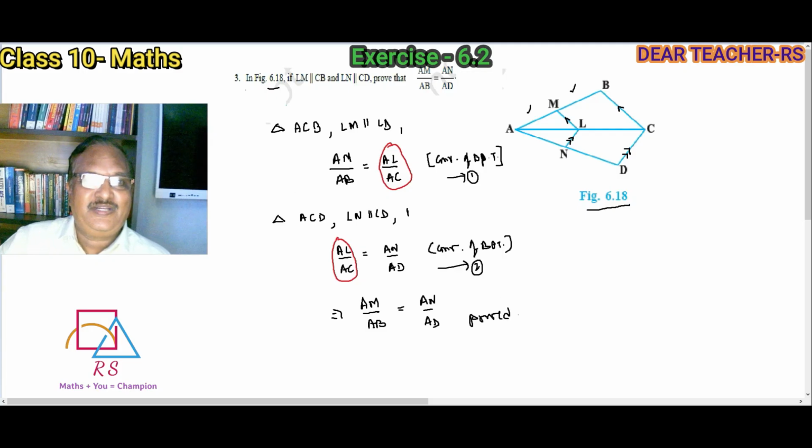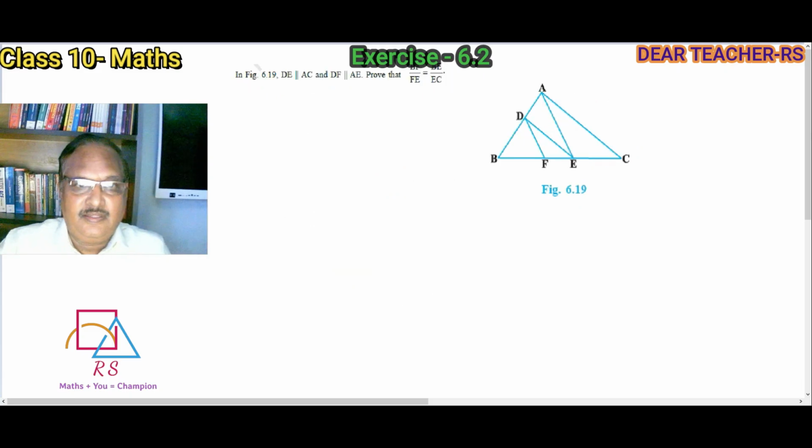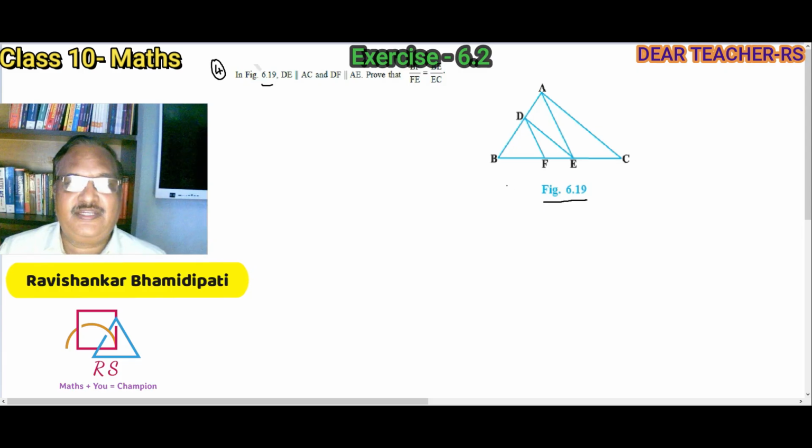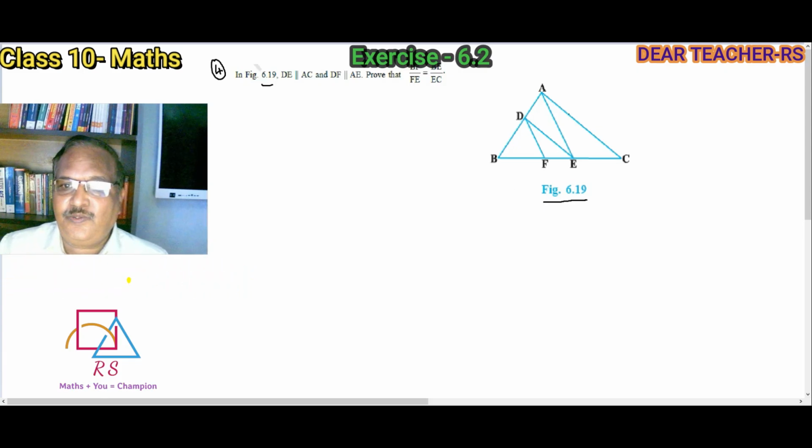Let us go to the next question. Question number 4 goes like this. In figure 6.19, the figure is given. Whenever a figure is given, it's easy for you to do it. And DE is parallel to AC. Let me indicate the parallel lines. DE is parallel to AC.